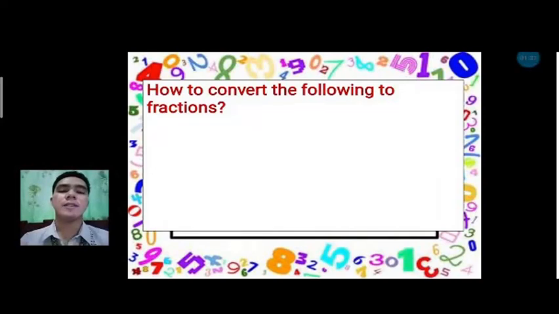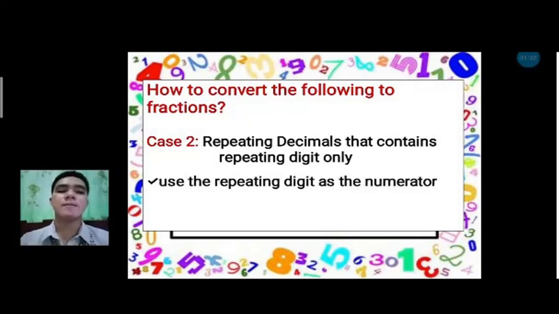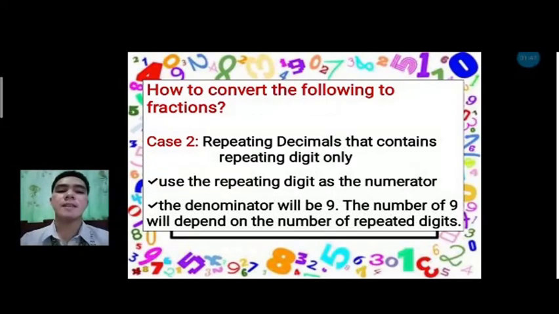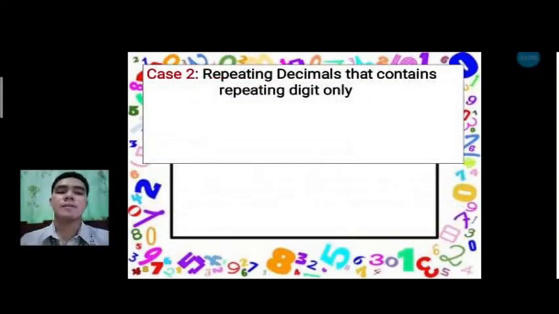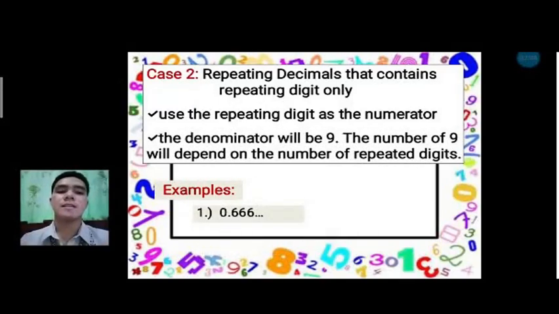Then, how to convert the following to fractions? Case number 2, repeating decimals that contain repeating digits only. We use the repeating digit as the numerator. Then the denominator will be 9. Take note that the number of 9s depends on the number of repeated digits. Like the example a while ago, we have 0.6666. The repeated digit is 6.